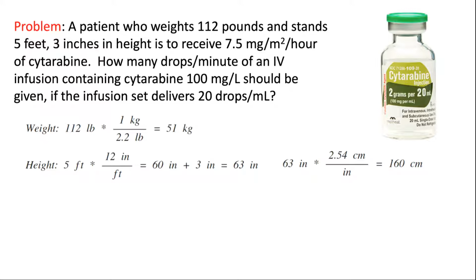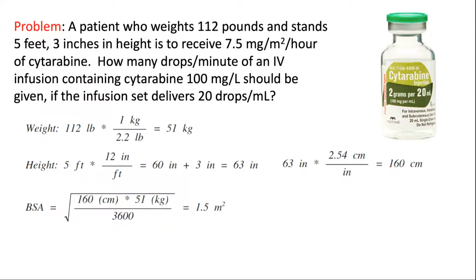So 5 feet times 12 inches per foot gives you 60 inches, plus the additional 3 inches gives you a total height of 63 inches. Convert 63 inches to centimeters by multiplying by 2.54 centimeters per inch. Our units are centimeters, and you see this patient stands 160 centimeters in height. Now we can calculate the body surface area by taking the square root of the product of their height in centimeters, 160, times their weight in kilograms, which is 51, divided by 3,600. If you do that math correctly, you should get 1.5 meters squared.